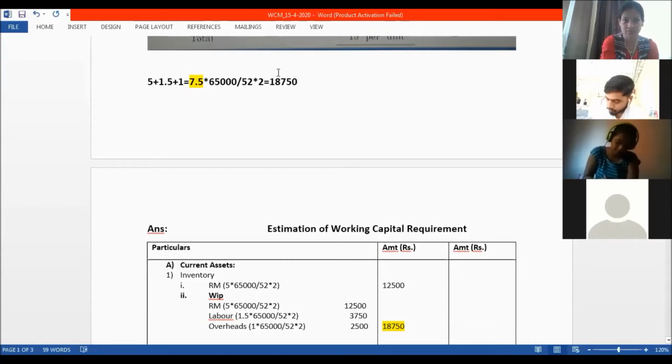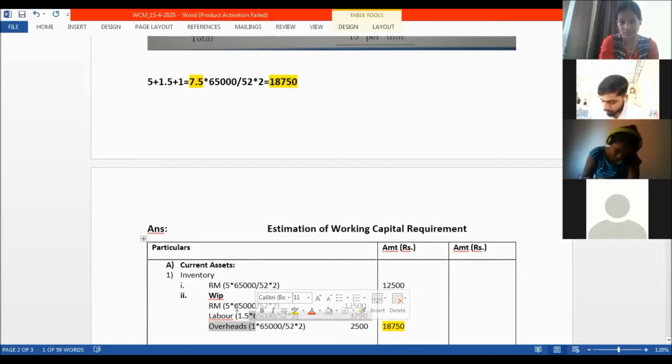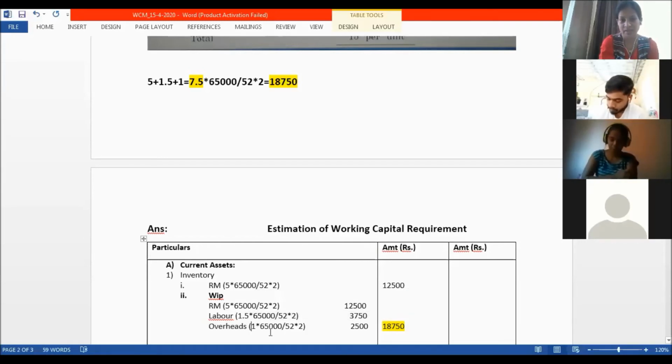18,750. Right? Can you see this and this is same? You can either show separately or you can just do 5 plus 1.5 plus 1. So you are adding per unit cost first. These are 50-50%, this is 100%, and then you are taking proportionate amount. Whatever you find convenient, you can follow.